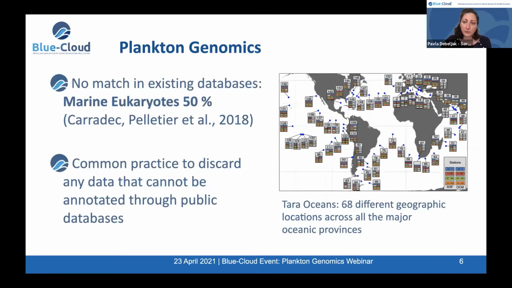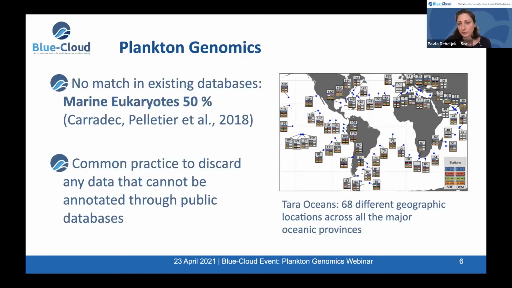As Stéphane has mentioned before, when we look at just the Tara Oceans data set of the marine eukaryotes, this is the map of the 68 different sampling locations in all the different oceanic provinces for the surface waters and the deep chlorophyll maximum. We can only identify about 50% of these data sets. So it means that 50% is the so-called unknown, or not annotated, or hypothetically not annotated part.